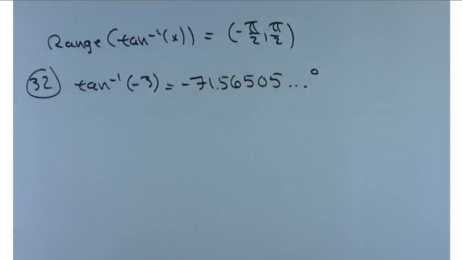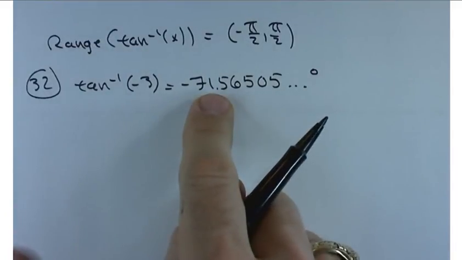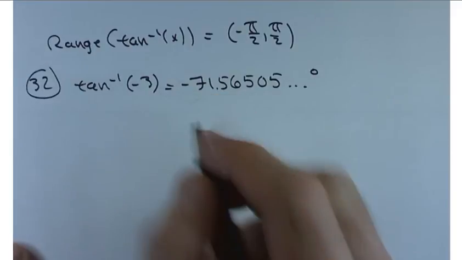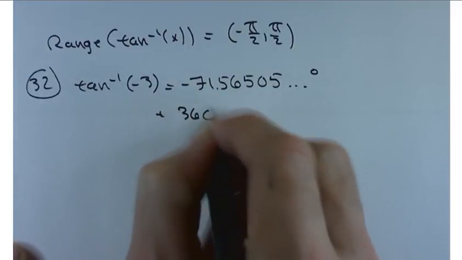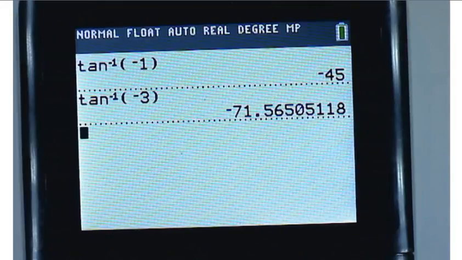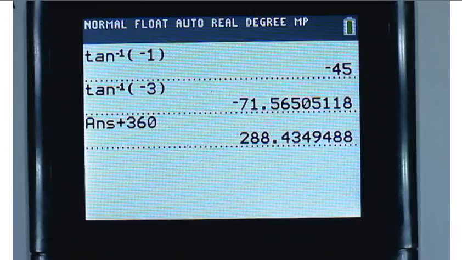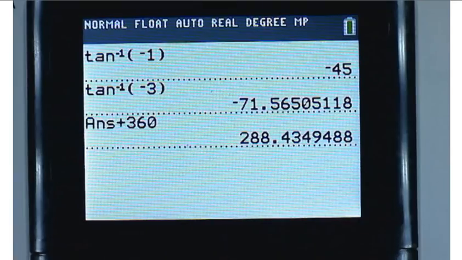If you're asked to come up with an angle between 0 and 2 pi, there's probably a couple steps that I would do. First of all, let's convert this to a positive angle. 278.4. The easy way to do that is just to add 360 degrees here. So hit the plus key, plus 360. There's your positive angle. Now you need to convert that to radians.